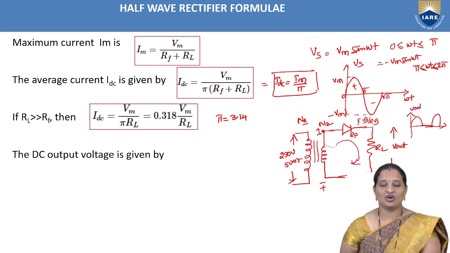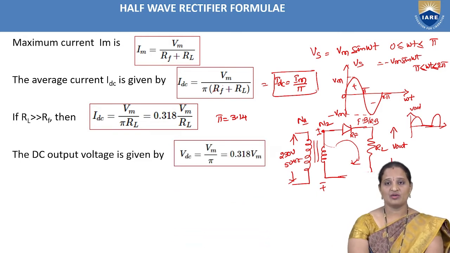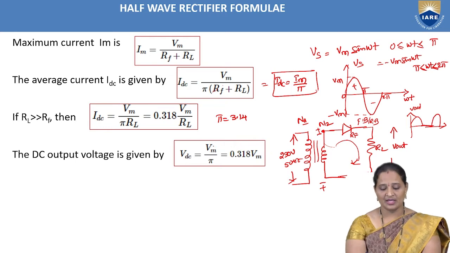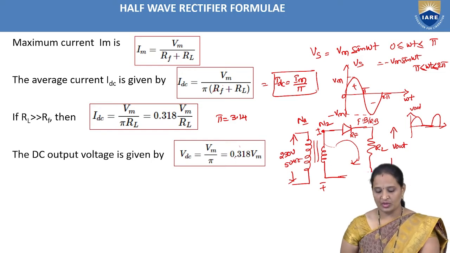Next, the average value of voltage, or DC voltage, developed across the load resistor, which is represented as VDC, is given by Vm by pi, where Vm by pi is equal to 0.318 times Vm.